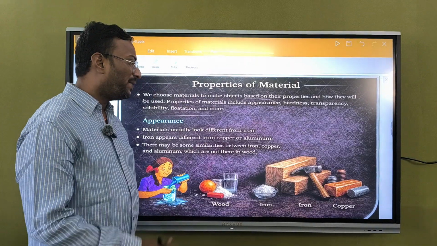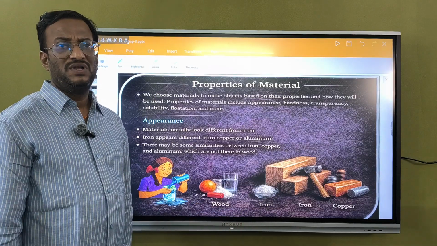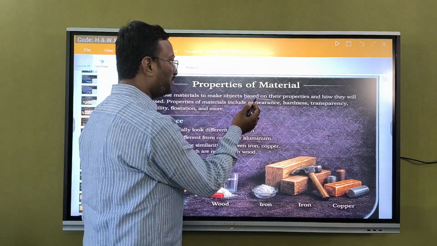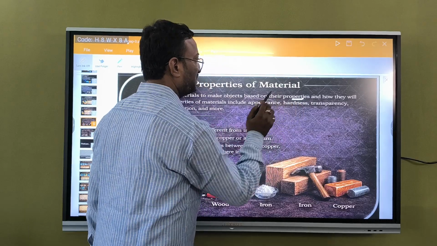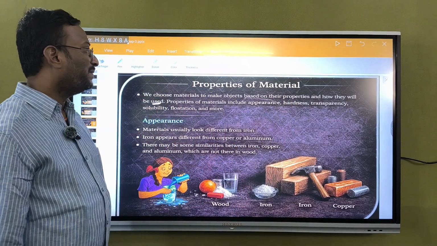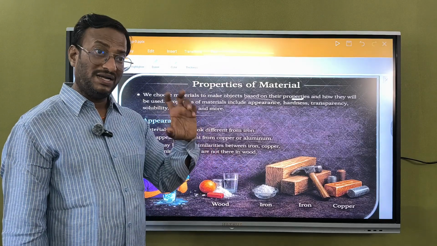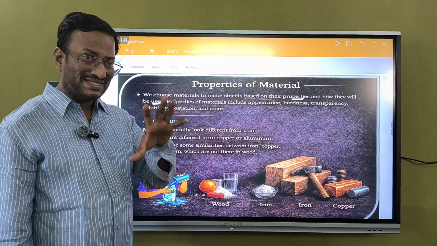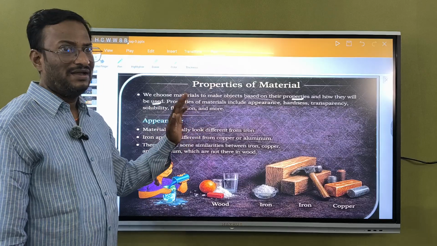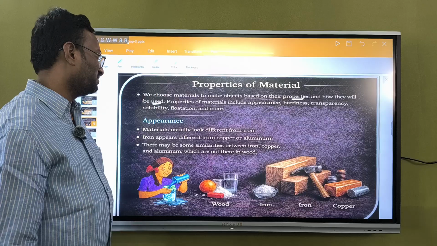And now the properties of materials. Till now we have classified the materials into different groups. Now we go for the properties of materials. We choose the material to make objects based on their properties and how they will be used. Properties of materials include the appearance of the object, hardness, transparency, solubility, flotation and much more. First we go for appearance.